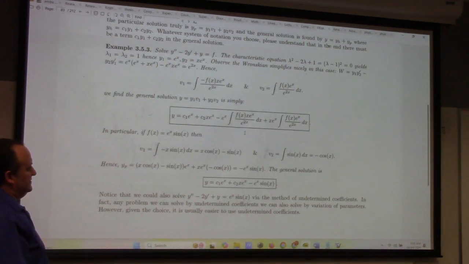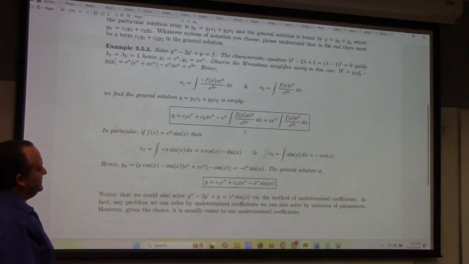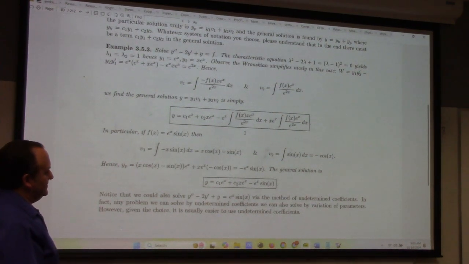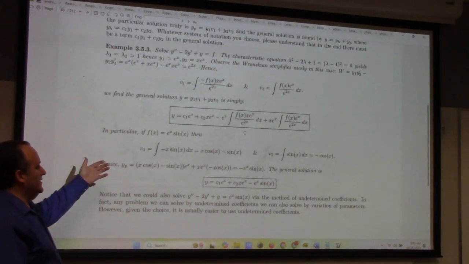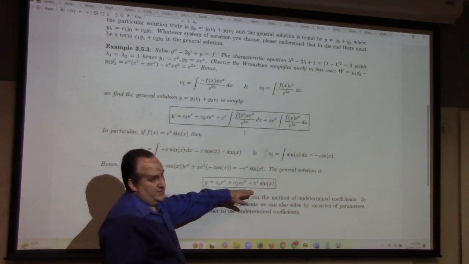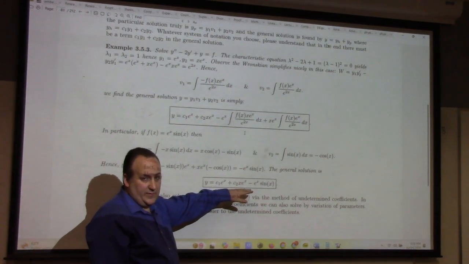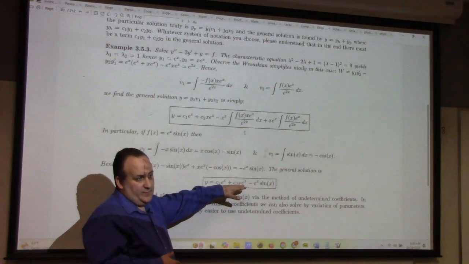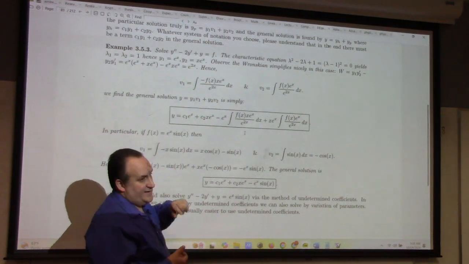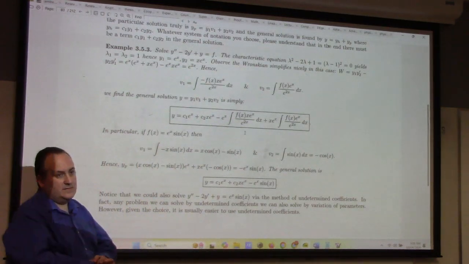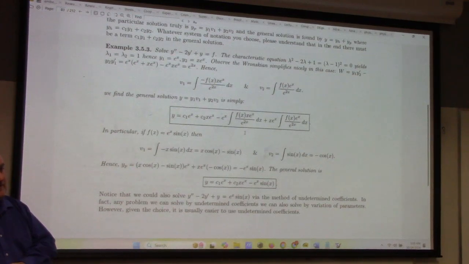Oh, I guess it's not too bad. The e to the 2x would be canceling, and we just get this. Yay! Of course, in this case, could you solve this problem without variation of parameters? If I have y'' minus 2y' plus y equals e to the x sine x, could I solve that without variation of parameters? I surely could, because e to the x sine x is from lambda equals 1 plus or minus i, which is very much a homogeneous problem.